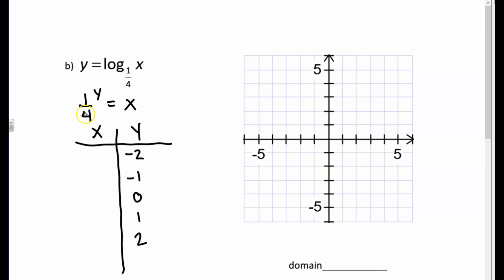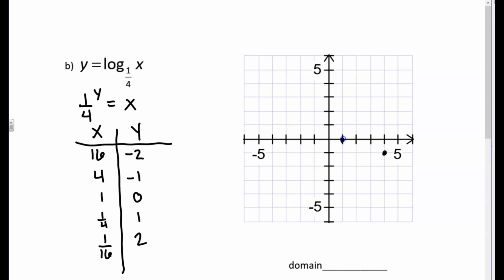So 1/4 to the -2 is going to get you 16. And then 1/4 to the -1 gets you 4. 1/4 to the 0 is 1. 1/4 to the 1 is 1/4. 1/4 squared is 1/16. So again, being really careful graphing this. You've got to point at 16, -2. That's way off the graph. 16's way over here, -2's down here, not going to fit. 4, -1 on the other hand does fit.